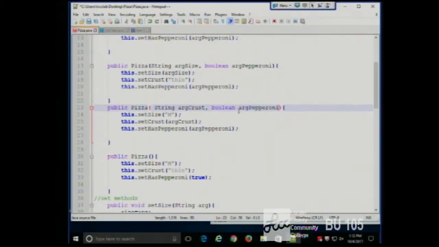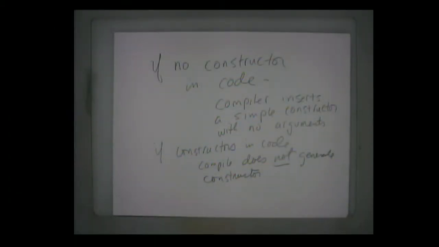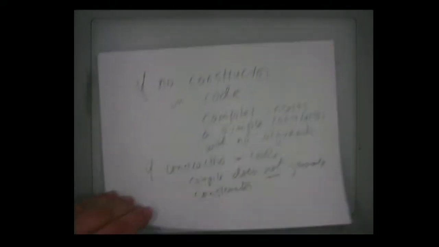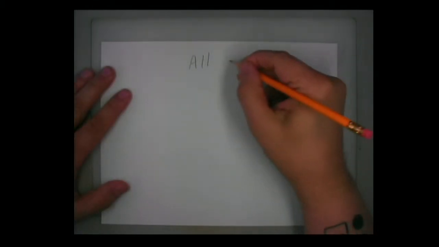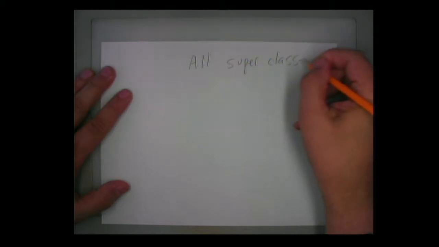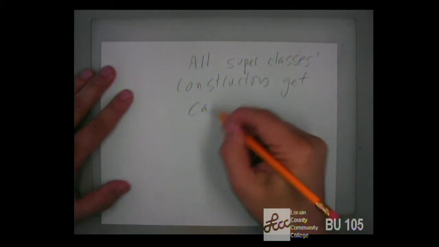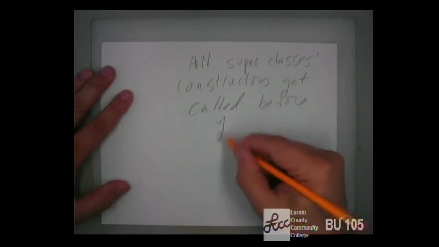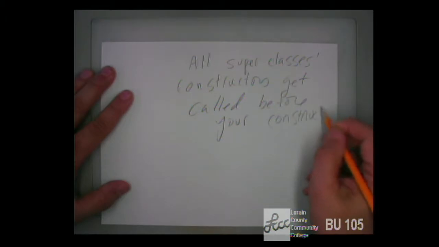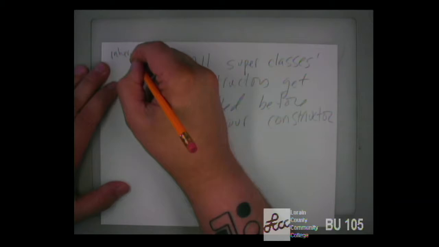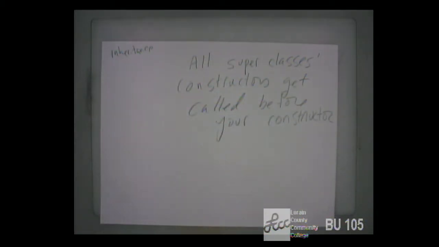When you inherit, all your superclasses' constructors get called before your constructor. So this is with inheritance. Think of it this way. I hope it makes sense to you. It makes sense to me to think of it this way. If I have a sheet pizza, first it's a pizza, then it's a sheet pizza. All right? So I first have to make a pizza, then I can add the extra stuff to the object to make it a sheet pizza.